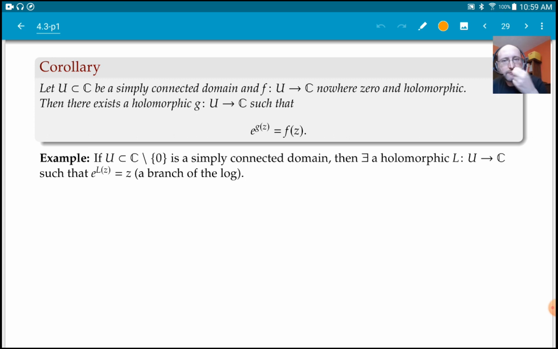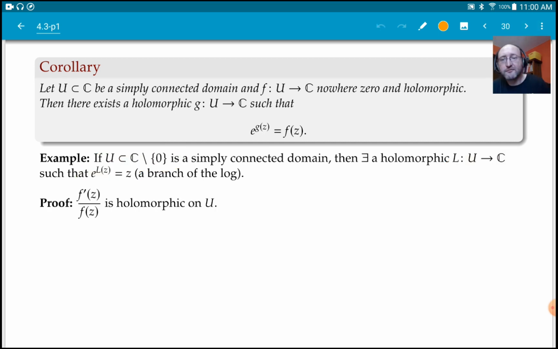For example, suppose I have a simply connected subdomain of c minus 0, so U is simply connected. It's not all of c minus 0, that's not simply connected. Some simply connected open subset, so open domain, of c minus 0. Then there is a holomorphic function L such that e to the L is z. It's a branch of the logarithm. So that would be an example here, but really, we can do this with any non-zero f. Here it's z, and that's why we're taking a subset of c minus 0, because that's where it's non-zero.